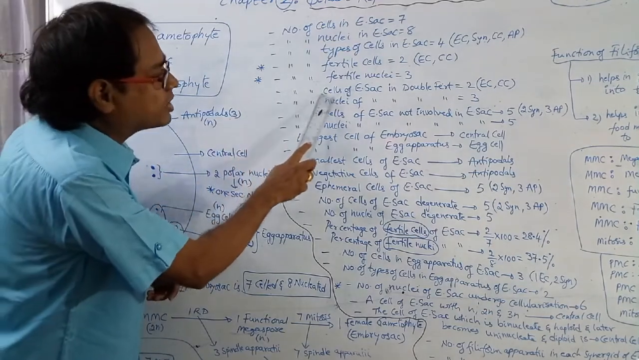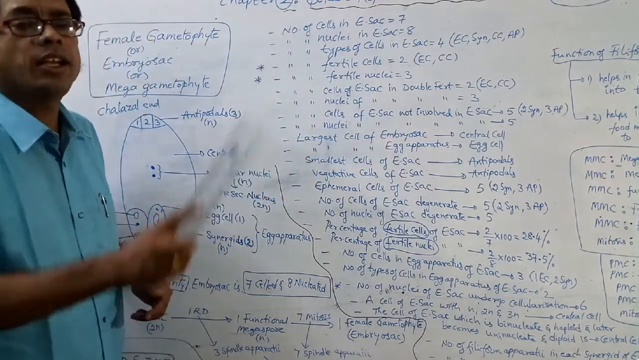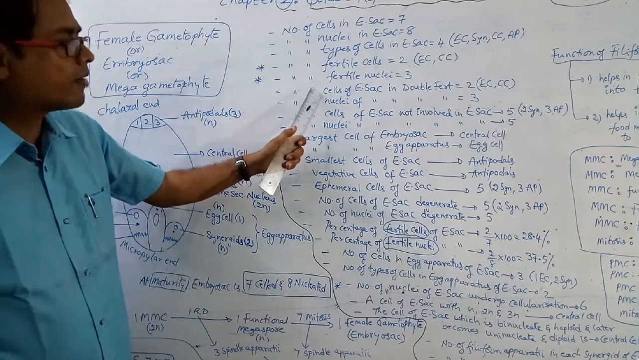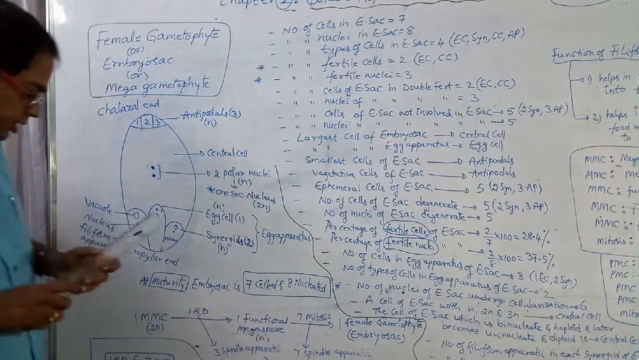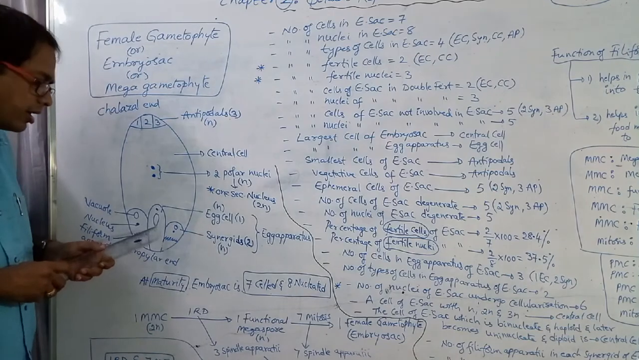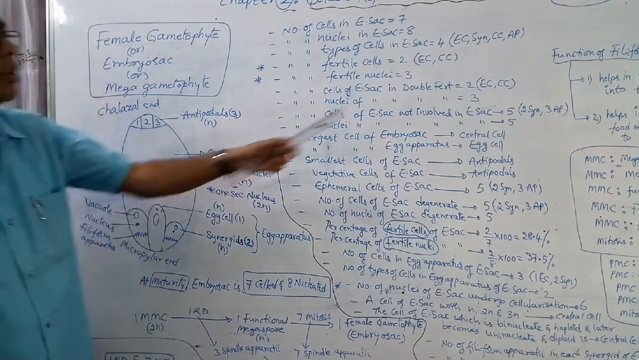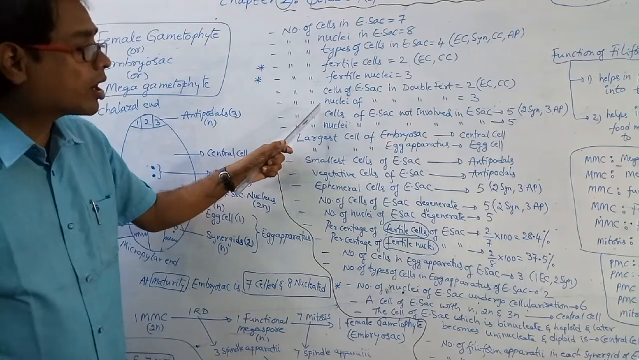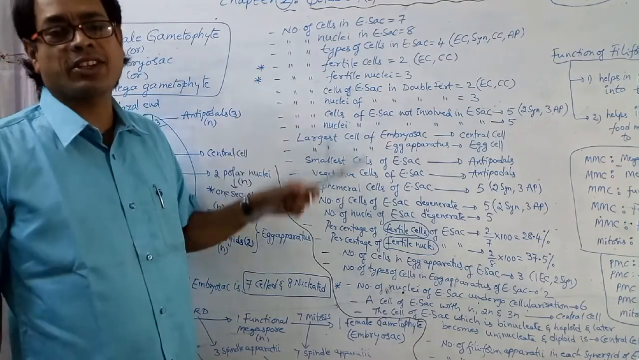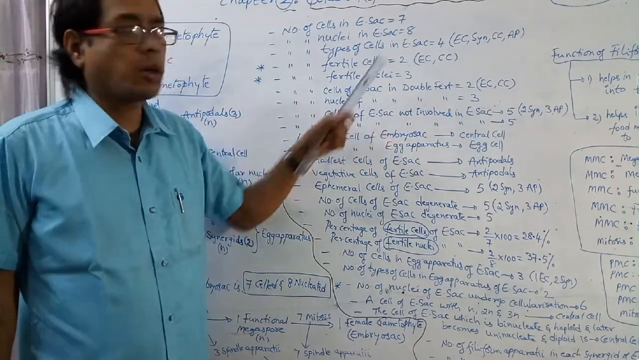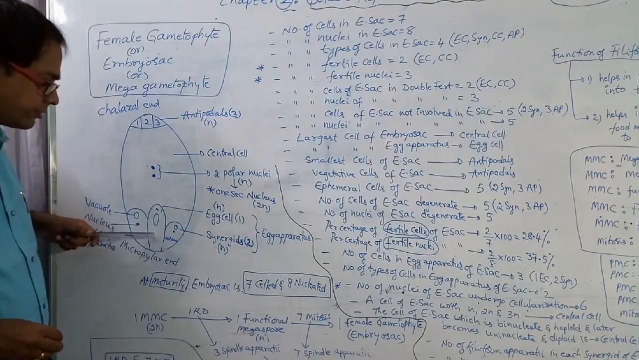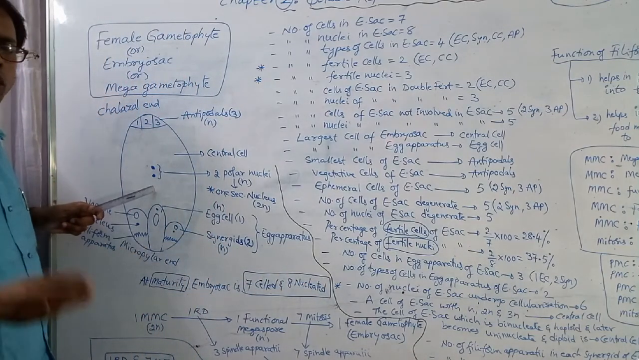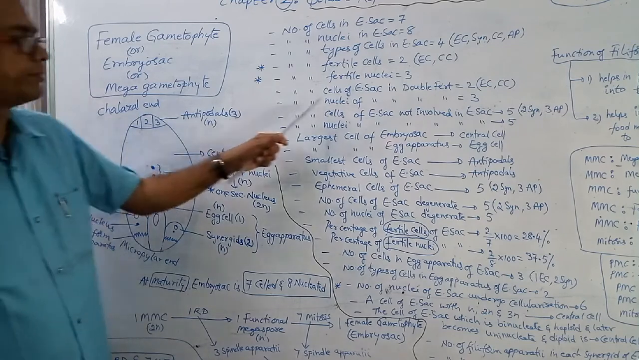The number of cells of the embryo sac involved in double fertilization: the egg cell and the central cell participate, so that means 2. The number of nuclei of the embryo sac involved in double fertilization is 3: the nucleus of the egg cell and 2 polar nuclei, totally 3 nuclei.